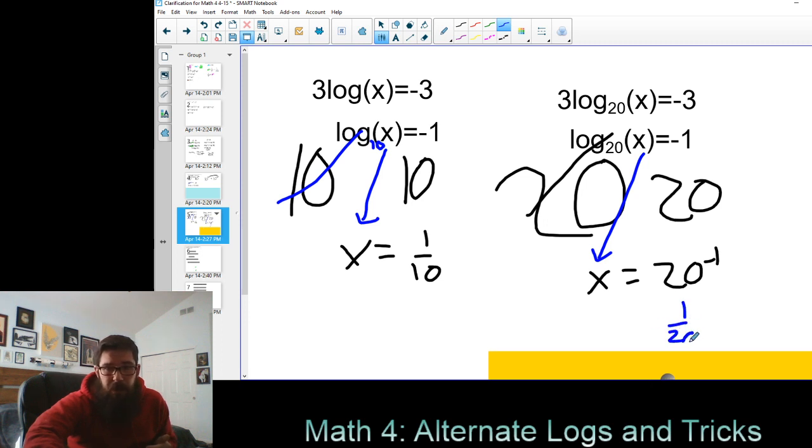There we go. If this was a 17, I would exponentiate both sides with 17 as the base, and I'm going to end up getting 17 to the negative 1. The process doesn't fundamentally change.